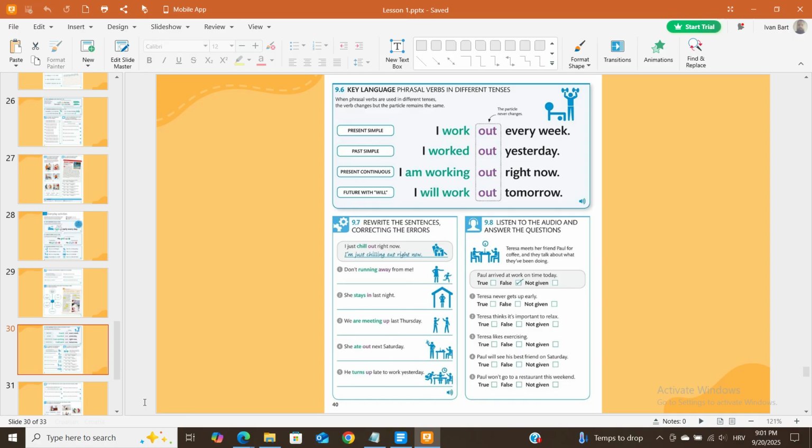9.7 Rewrite the sentences, correcting the errors. I just chill out right now. I'm just chilling out right now. Don't running away from me. She stays in last night. We are meeting up last Thursday. She ate out next Saturday. He turns up late to work yesterday.